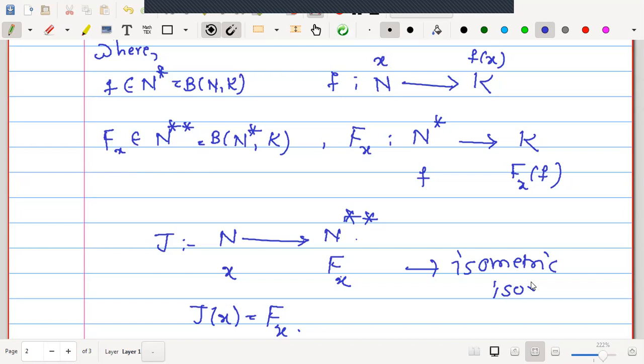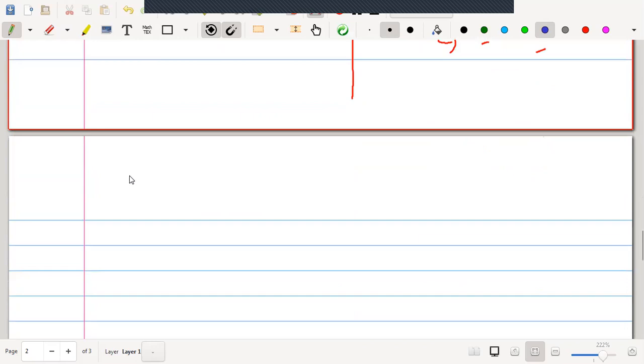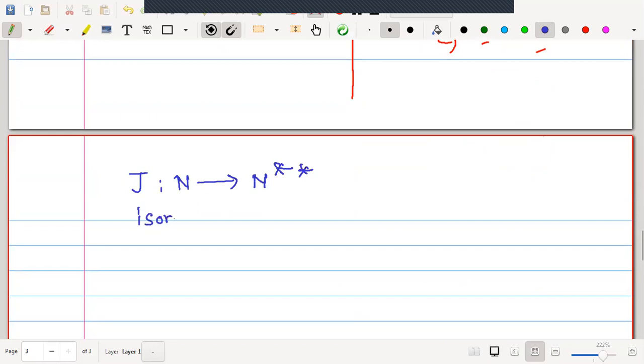Okay. Now, here we are not proving the onto case. But if this J holds to be onto, then N is isometrically isomorphic to N double star. I'll just write all the steps. J from N to N double star is the mapping, right? Now this mapping we are going to prove is an isometry, linear, and 1-1 as well. Then one can say that this is an isometric isomorphism.